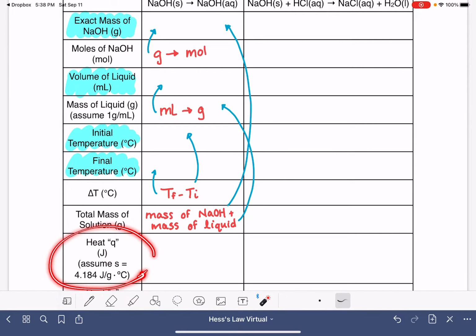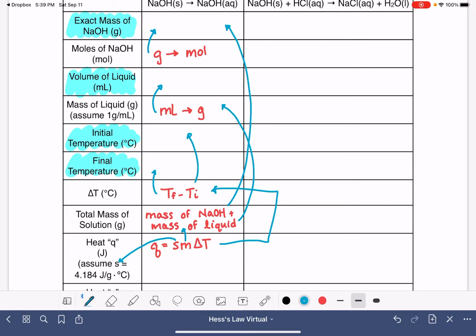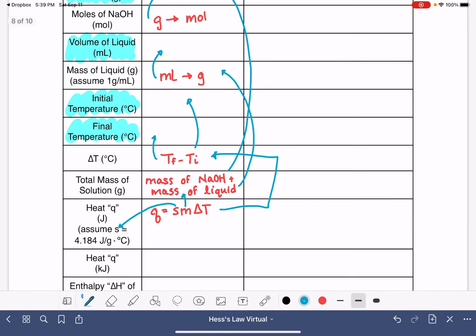Next, you'll be calculating the heat of the solution in units of joules, assuming the specific heat is that of water, 4.184 joules per gram degree Celsius. You're going to be using your Q equals S M delta T equation to do this. The S has been provided to you right there. The mass is the total mass of the solution. So you want to take that combined mass that you just calculated, and then your delta T, of course. Now I've got a lot of arrows going on here. Your delta T is the delta T that you calculated in this spot.